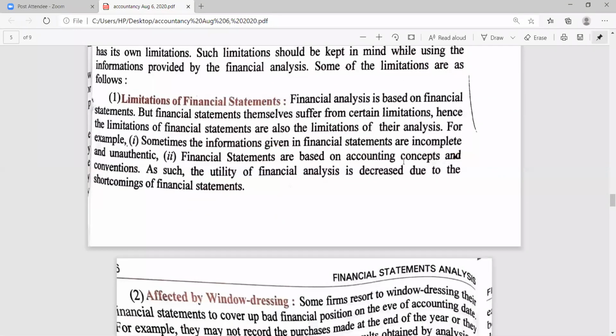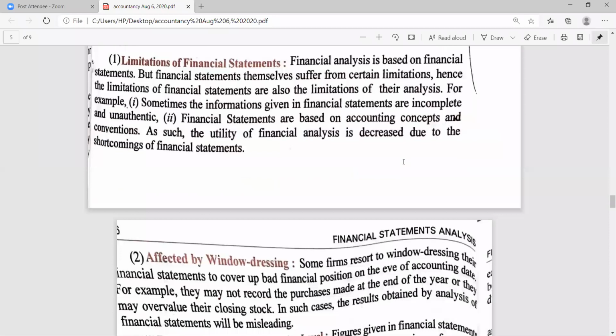But sometimes the financial statements are incomplete or unauthenticated, or sometimes they are not correct. So whatever conclusions are based on those financial statements will also not be correct. So it is also one of the limitations of financial statements.